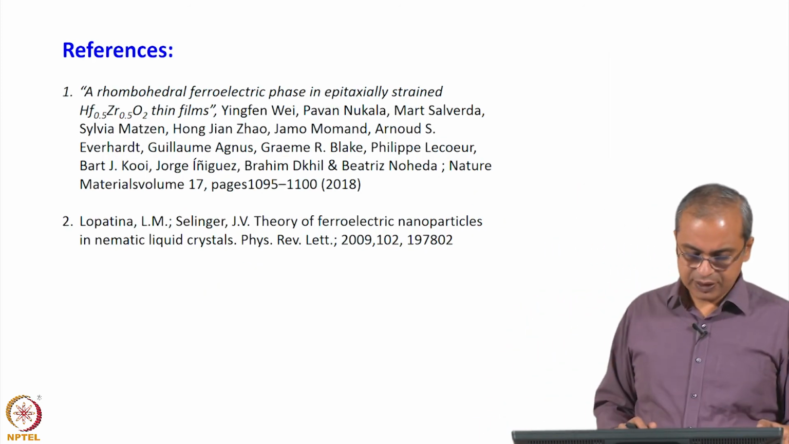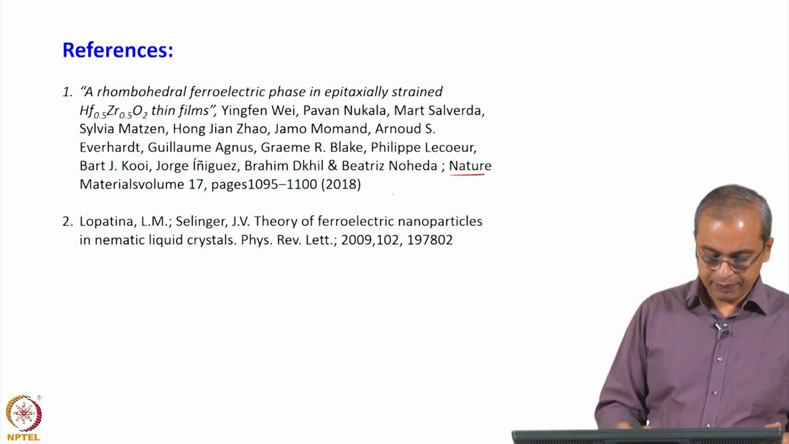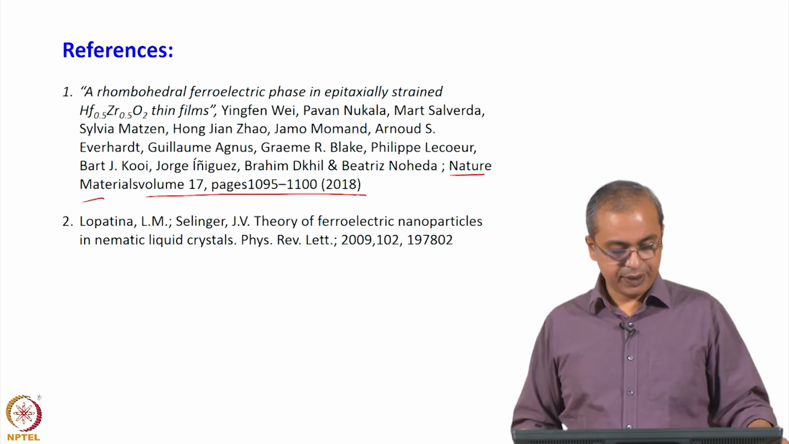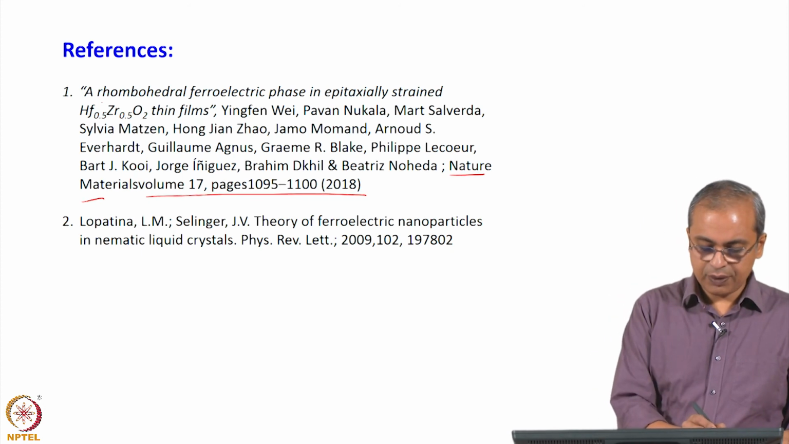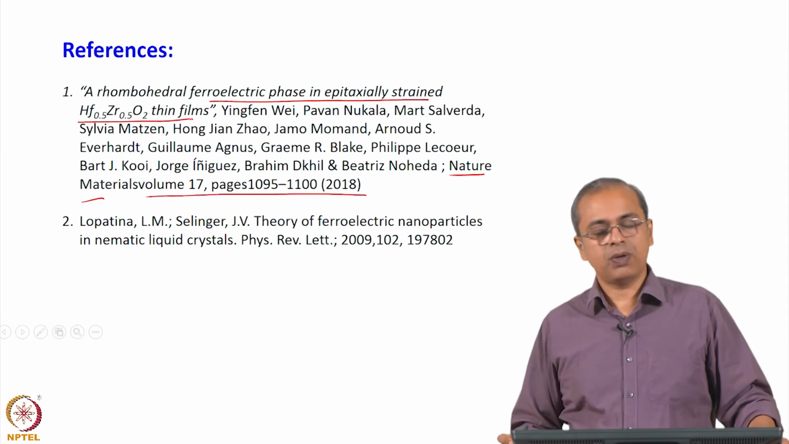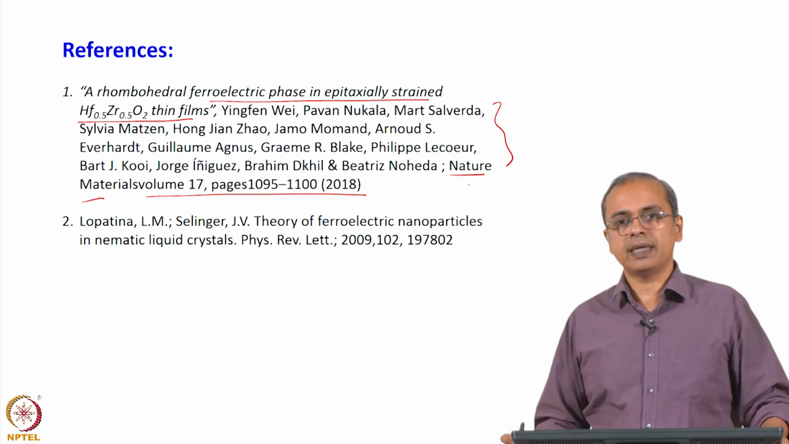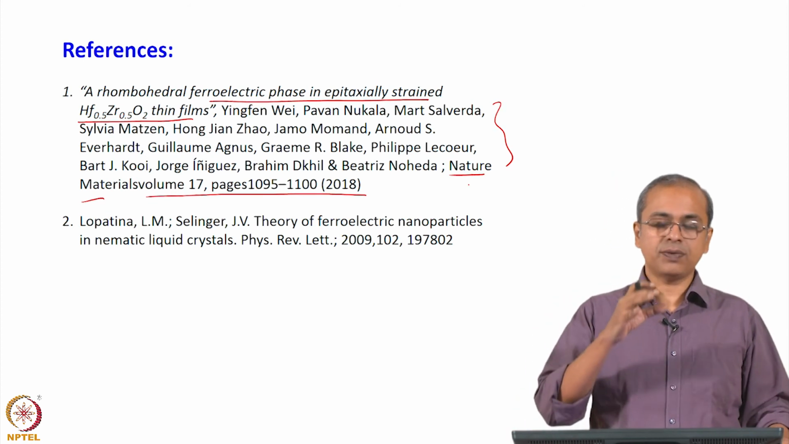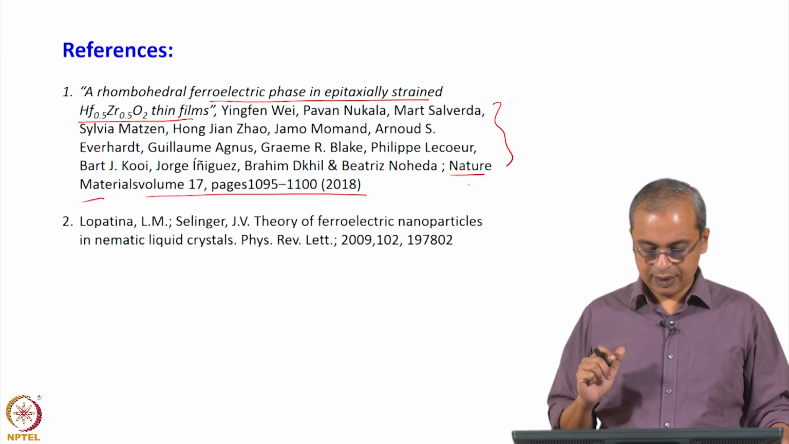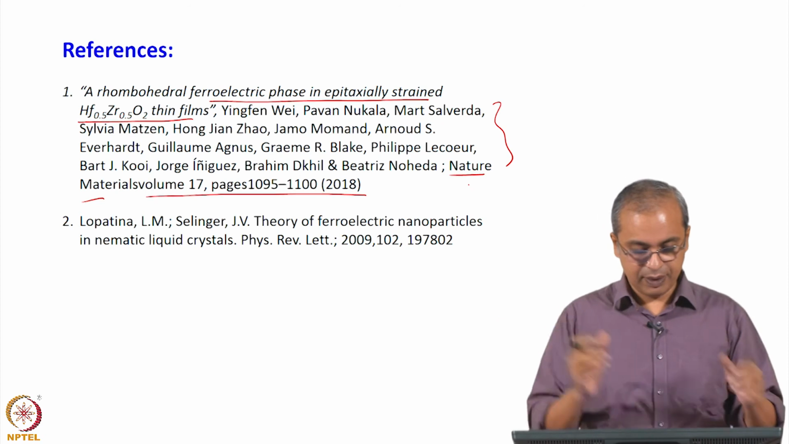So, here are a couple of references which you can go and look up. This is a pretty recent reference in Nature Materials. You can see this is the volume and so on. It is a 2018 publication, you can look at it. It talks of rhombohedral ferroelectric phase in epitaxially strained hafnium zirconium oxide thin films, and this is the group that has done it. So, you can go and take a look at it to see much greater details of this specific system, what they did with respect to the specific system, how they made those measurements, and how they were able to come up with the theory that helped them link things up.